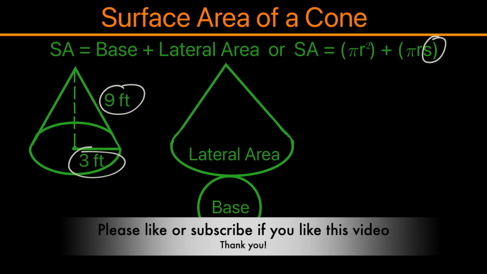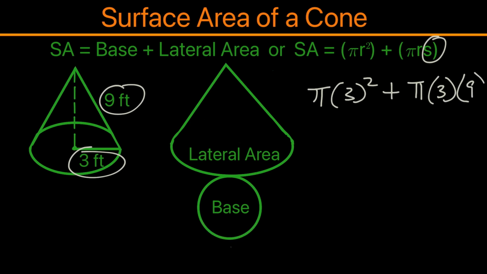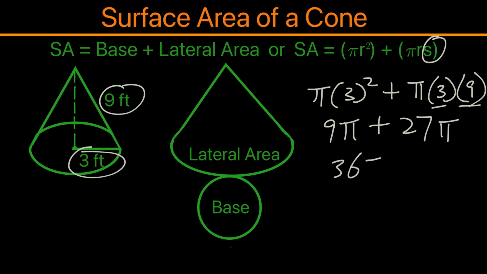So if we plug the values into the formula, we have pi r squared, where r is 3, so it will be 3 squared. Then we want to add pi times the radius 3 and the slant height 9. Now 3 times 3 is 9, so we have 9 pi, plus 3 times 9 is 27, so we have 27 pi. And if we take 9 pi plus 27 pi, we get 36 pi.